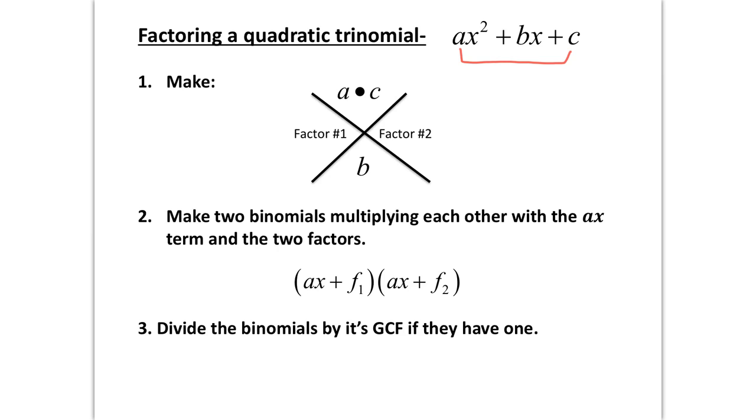In step number 3, you are going to divide the binomials by its GCF if they have one. So you can divide, kind of like reduce the binomial, by the GCF. You have to. You have to divide if it has a greatest common factor, in each binomial. The only way you can understand and really know what to do is to show you an example. So let's go to the next slide here.